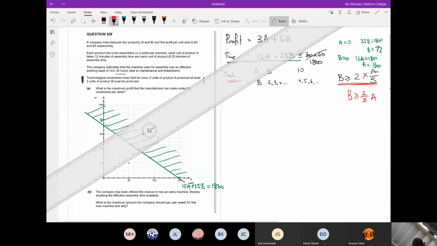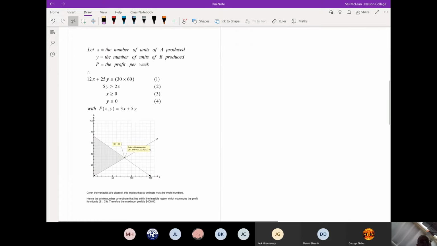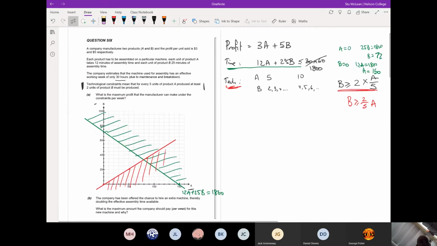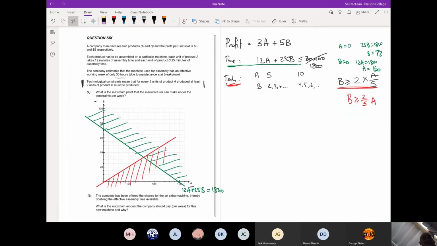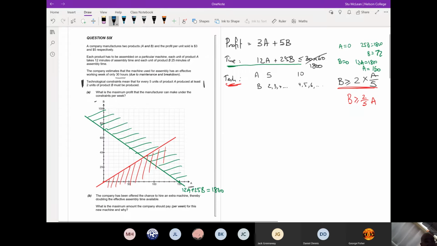That's close enough. Okay, and if B is greater than or equal to 2/5 A, I want everything above that line. So I get rid of the stuff below. Let's just check. Okay, so our feasible region is this region in here.